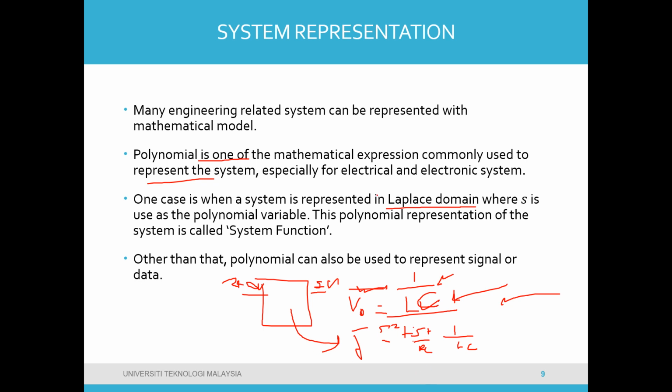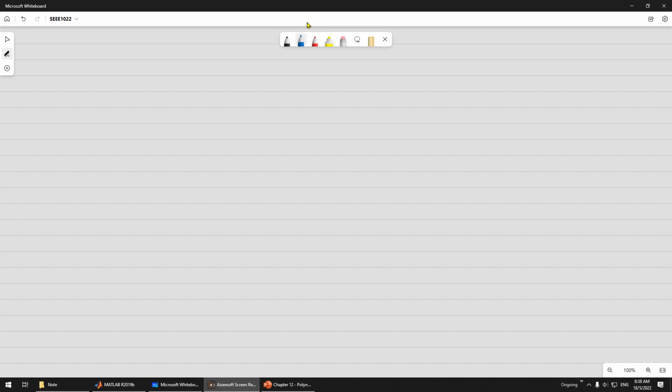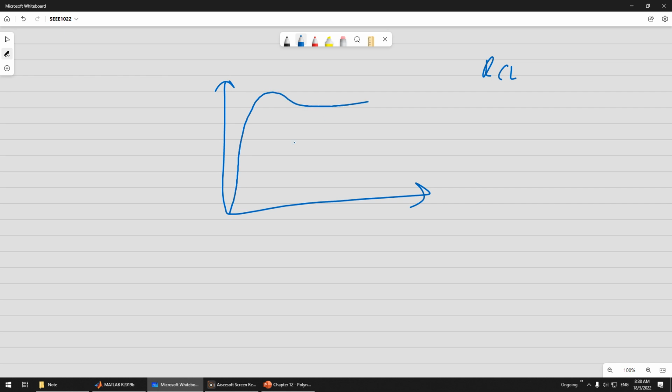Before I continue, I just want to show a little bit about control, because it's easier for you to understand after this. Just a simple introduction on control. For example, I think you already learned about the RC circuit, right? RLC, the second order. If you recall, you will have a response here, something like this, in time domain. Time, and this is the response, the amplitude.